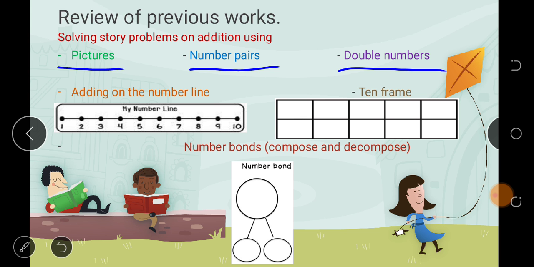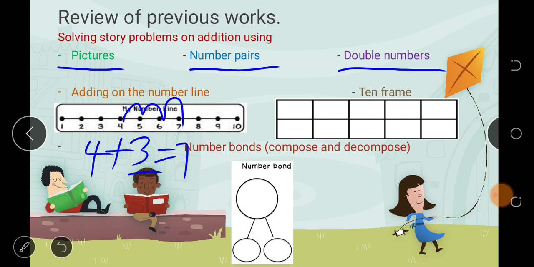Then you've learned how to add using the number line. Remember, I told you when you're adding on the number line, you start from the first number that you were told to add, and then you hop the number of times for the second number that you're adding to it. Assuming we have 4 plus 3, you start from 4 and then you hop forward how many times? 3 times. So you go 1, 2, 3. That means you stopped at 7. So your answer is 7. That's it.